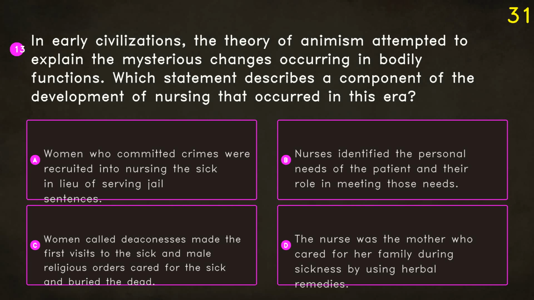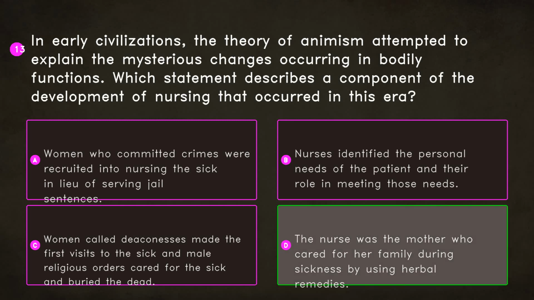Question 13. In early civilizations, the theory of animism attempted to explain the mysterious changes occurring in bodily functions. Which statement describes a component of the development of nursing that occurred in this era? A. Women who committed crimes were recruited into nursing the sick in lieu of serving jail sentences. B. Nurses identified the personal needs of the patient and their role in meeting those needs. C. Women called deaconesses made the first visits to the sick and male religious orders cared for the sick and buried the dead. D. The nurse was the mother who cared for her family during sickness by using herbal remedies.